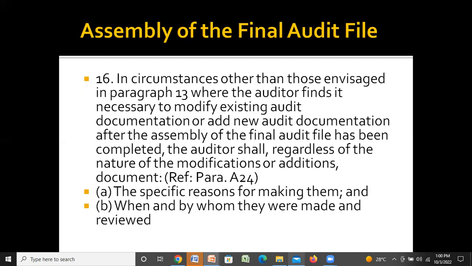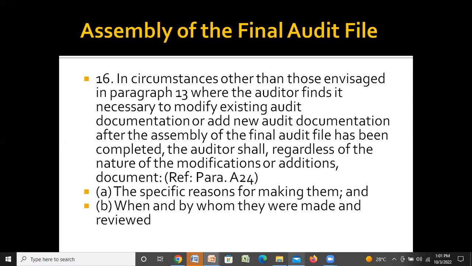Okay, paragraph 16. In circumstances other than those envisaged in paragraph 13, where the auditor finds it necessary to modify existing audit documentation or add new audit documentation after the assembly of the final audit file has been completed, the auditor shall, regardless of the nature of the modification or addition, document the specific reasons for making those changes. All right, and when and by whom they were made and reviewed.